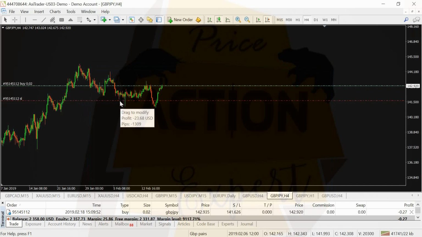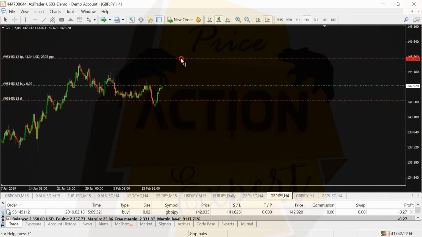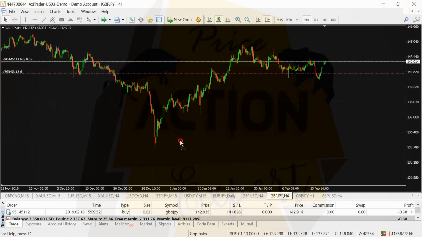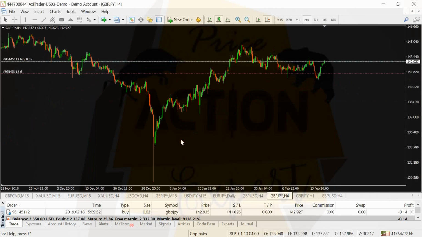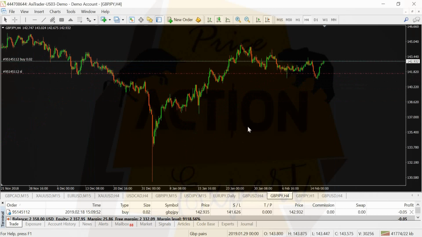Yes, 23.68 approximately. Yes, if you want, you can keep your take profits to 200, 300, 400 pips. It's based on an analysis. It's up to you to decide. So what actually matters is the stop loss and lot size. You should know how to calculate this. Everyone should know this. This is the point of creating this video actually.